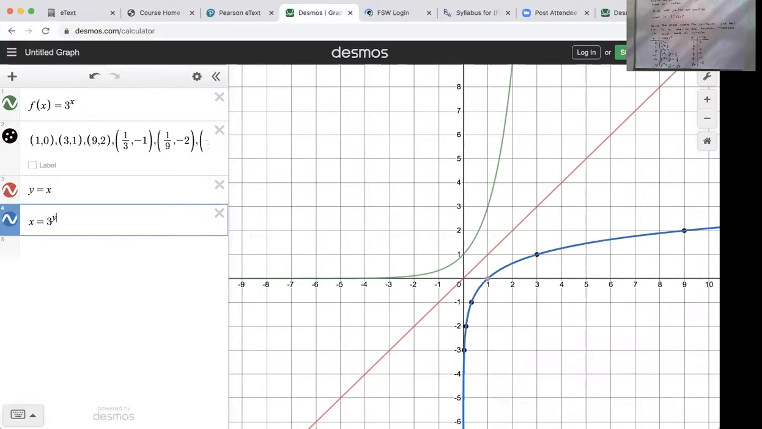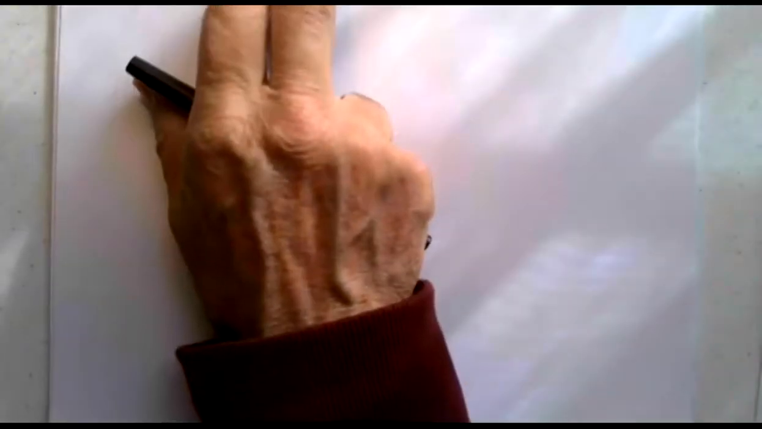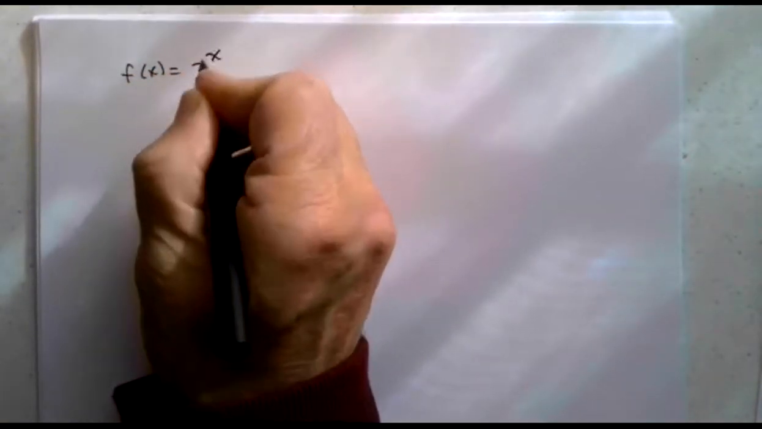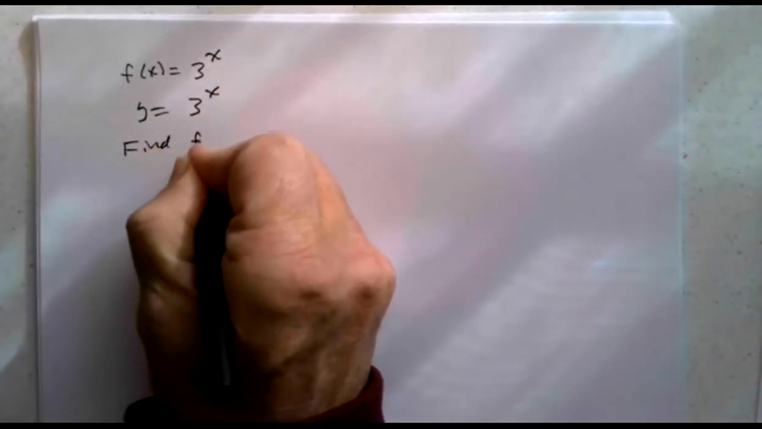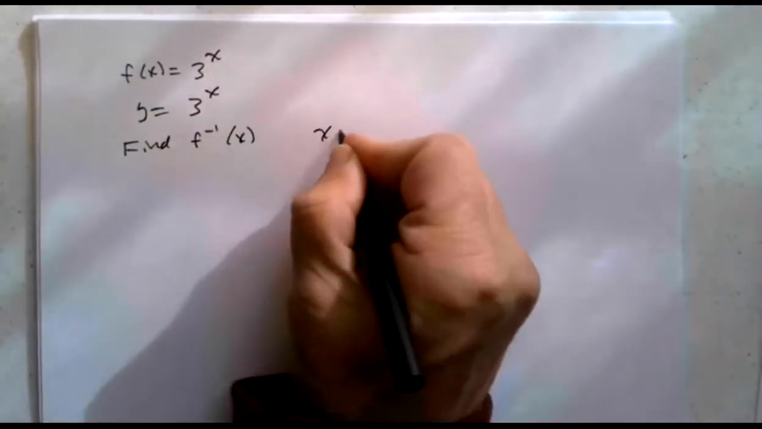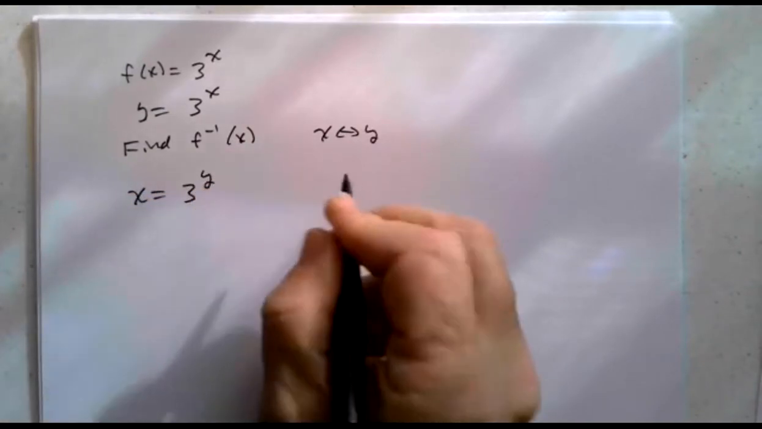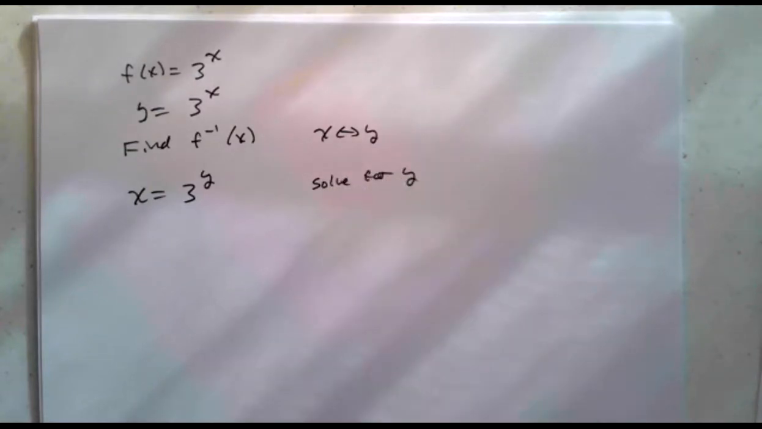I mean, that's one way for us to answer it, right? But let's see if we can express it in function form. That's not quite in function form. So what we have here is f of x equals 3 to the x, which of course means y equals 3 to the x. We want to find f inverse of x. How do we do that? x becomes y, y becomes x. So that's x equals 3 to the y, which is again what we did on Desmos. But now to get it in function form, I want to solve for y.